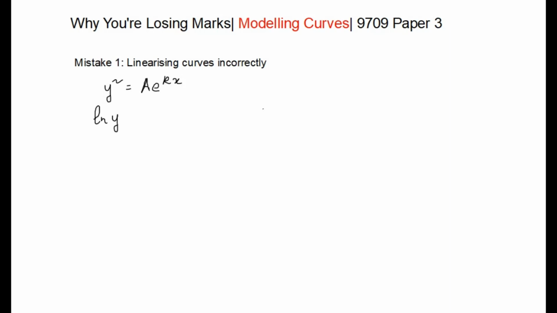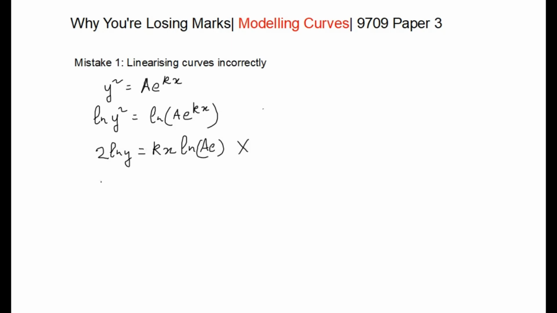So log y squared is equal to log of the entire right hand side, a e to the power of kx. And here comes mistake 1. So log y squared can be written as 2 log y. And then this right hand side is written as kx log a e. This is wrong. The kx is the power only of e and not of a.